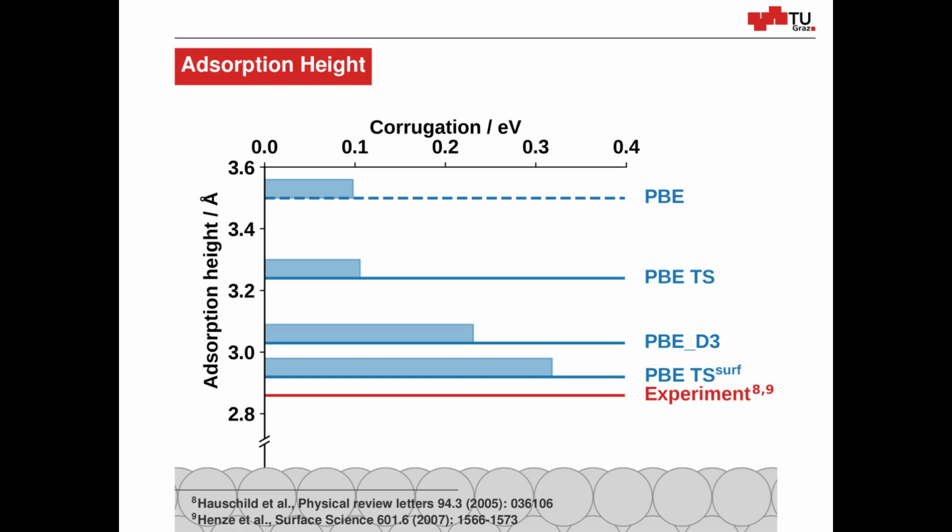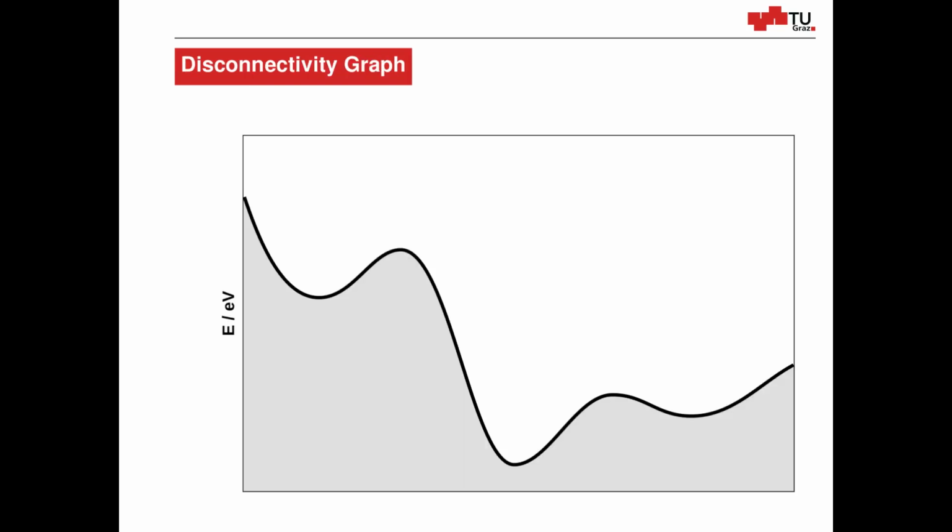With the corrugation covered, we can now look into the reproducibility of the experimentally proposed adsorption geometries. And this requires analyzing the minima of the potential energy surface. And we will do so using disconnectivity graphs. So what is a disconnectivity graph?